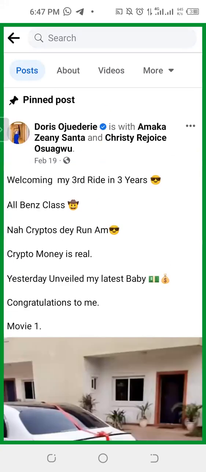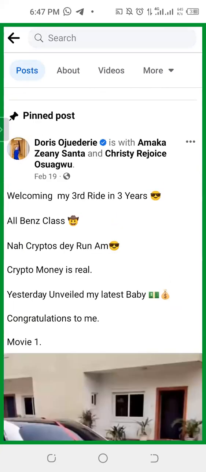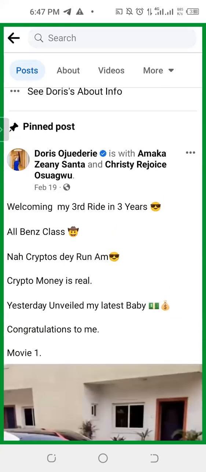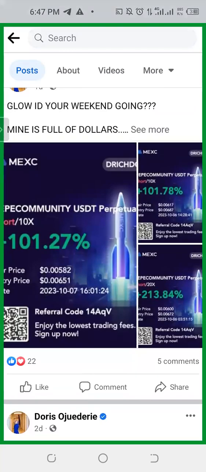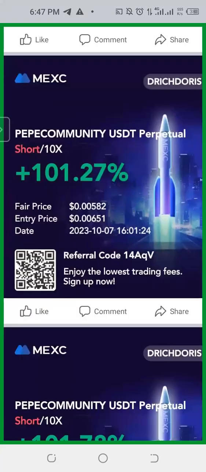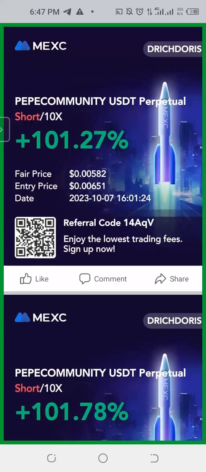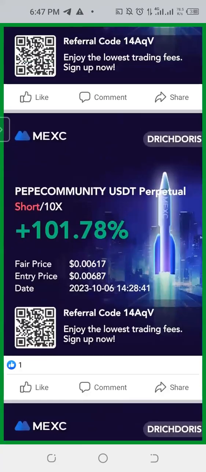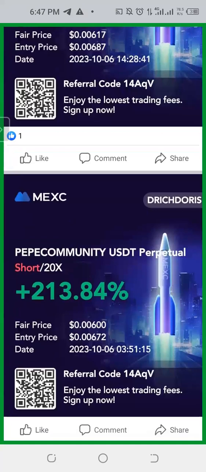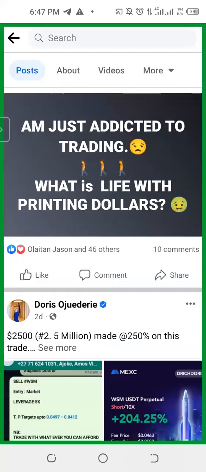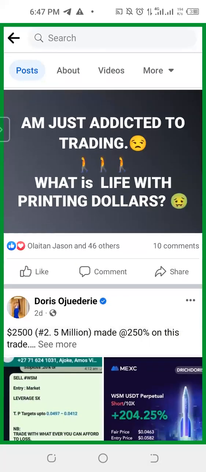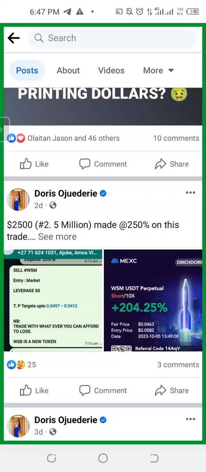coming my third ride in 3 years. Now crypto money is real. These are the people that I see here. She's doing futures. This 101%. You can see the massive returns they make, 213%. So if somebody is making massive money in crypto trading, you can see I'm just addicted to trading. What is live?